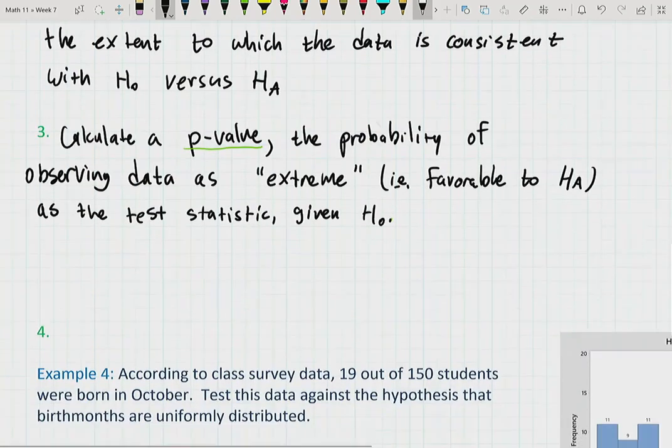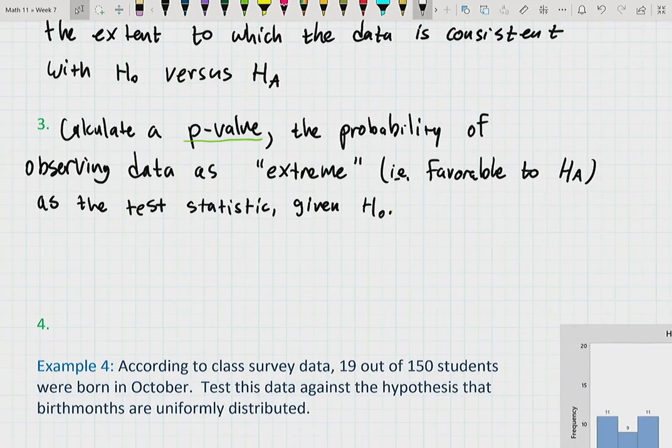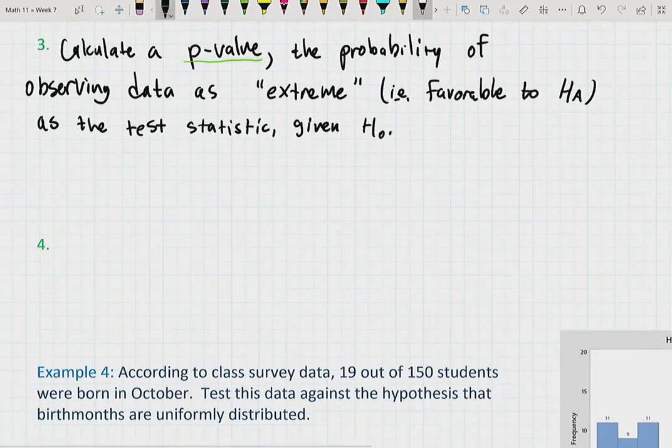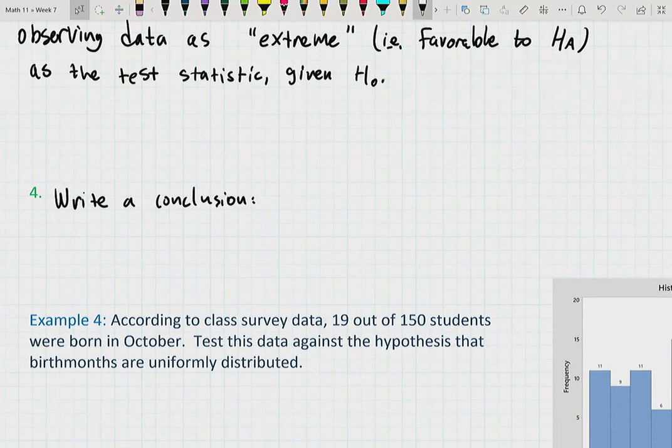Finally, we write our conclusion based on the p-value that we get. And for the conclusion, there's two possibilities. We either reject the null hypothesis or we fail to reject the null hypothesis.